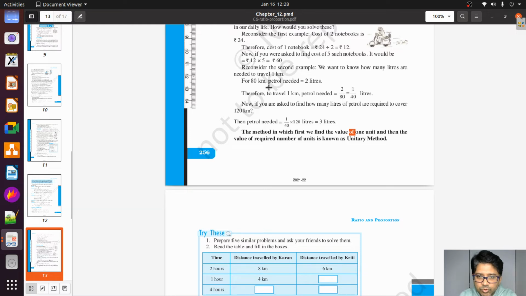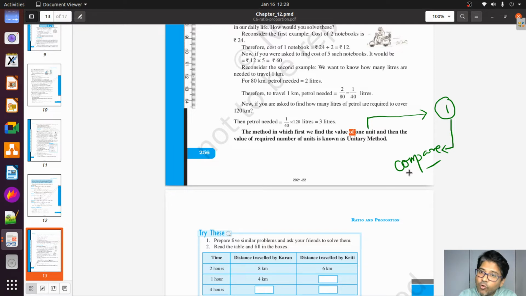Okay, now it's fine. So the unitary method is the one in which we first find the value of 1. What is 1 unit? We will find the value of that, then compare. If you use this method to find the value of 1 unit, and then compare and give the answer, this is called the unitary method. Clear? Let's see how it works.